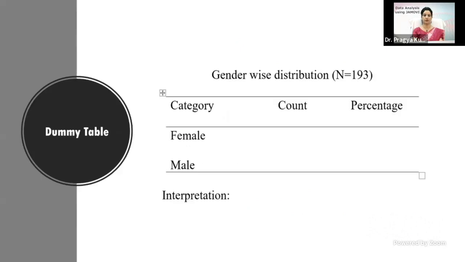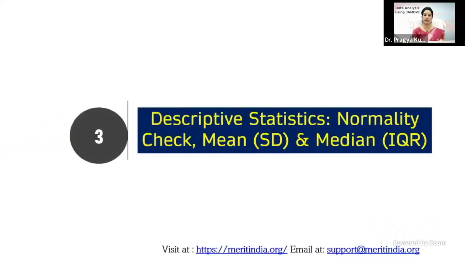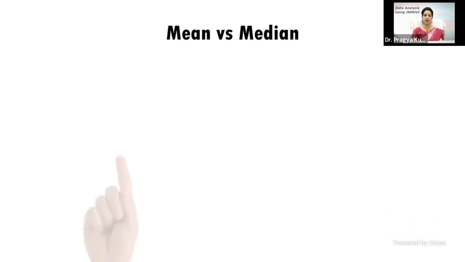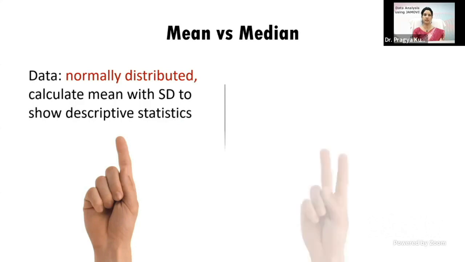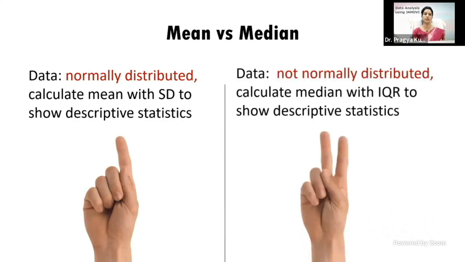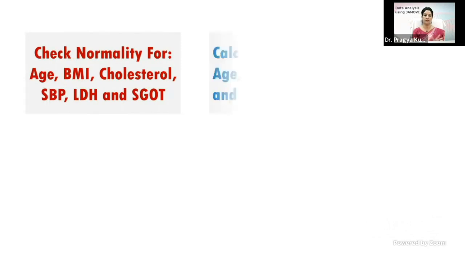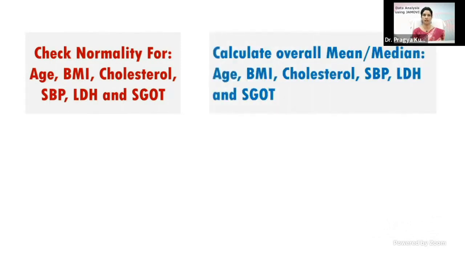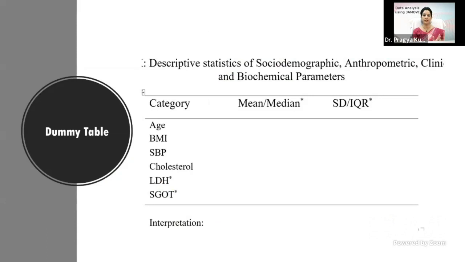So this I have shown you regarding the frequency. This is the dummy table for the gender-wise distribution, where we have seen the count and percentage, the frequency table. And similarly, now we have seen the normality, mean, median, and interquartile range. And we know about mean and median that if the data is normally distributed, you need to report the mean along with standard deviation. But if the data is skewed, you need to report median with interquartile range. Then you have to check for the normality, and then you have to report it.